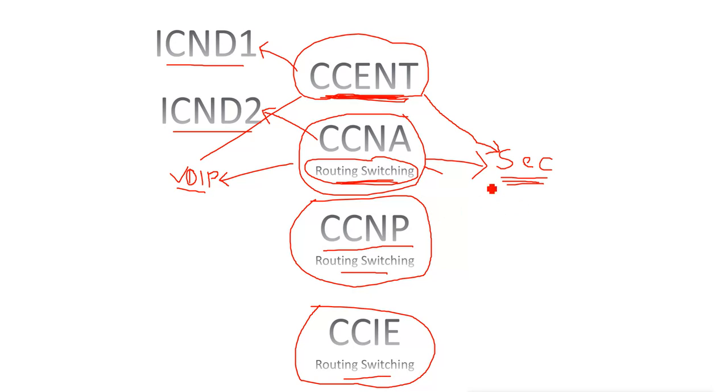Now you can go for the other streams like CCNA security, then you can go for CCNP security, and then also you can go for CCIE security. Or in other streams also, same like this, you can go for this, and then you can go for CCIE, CCNP and CCIE also in VoIP, in wireless also.